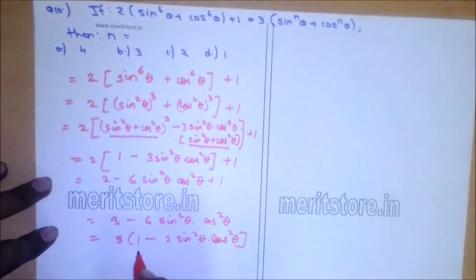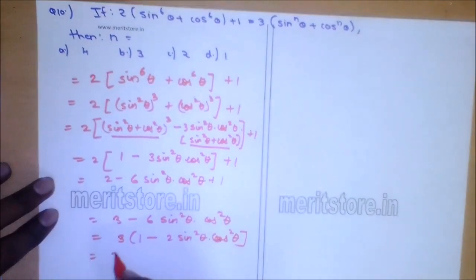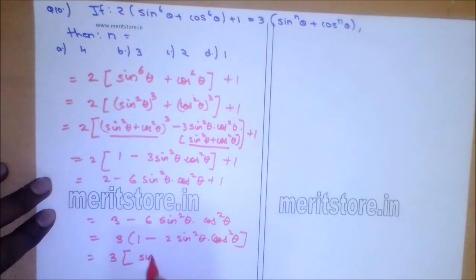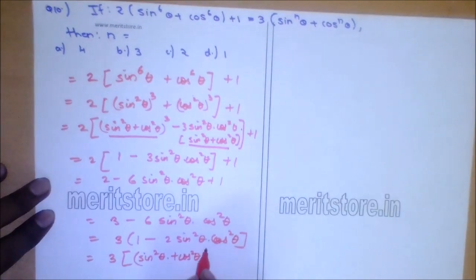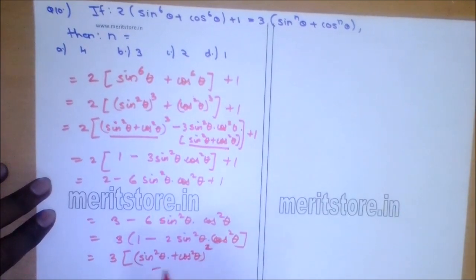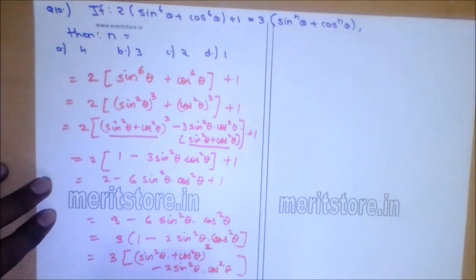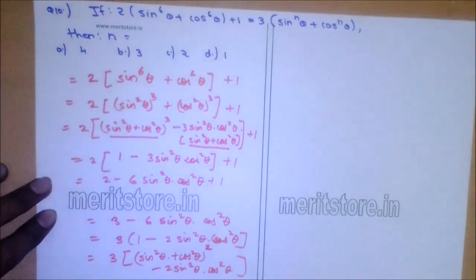But 1 is sine square theta plus cos square theta. So we have 3 into sine square theta plus cos square theta. We can write this as (sin²θ + cos²θ) raised to 2 minus 2 sin²θ cos²θ. So this is in the form of (a plus b) the whole square minus 2ab. So this is the formula for a square plus b square.